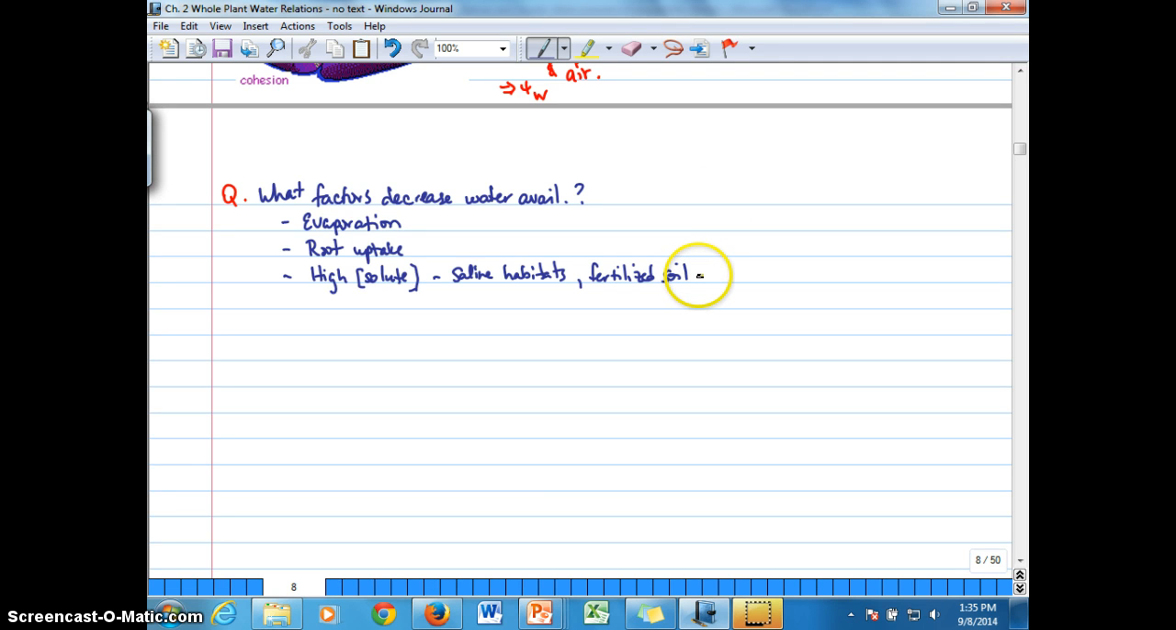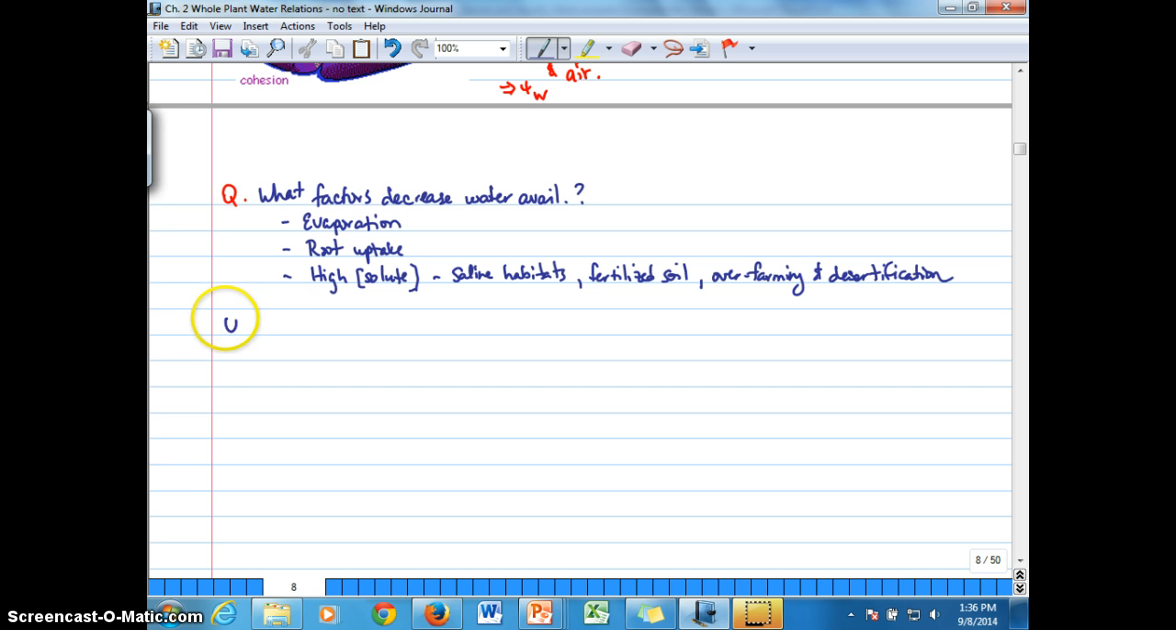And with that same idea, over farming and desertification. Those are some extreme situations, but generally it's evaporation and root uptake that will decrease water availability over time.